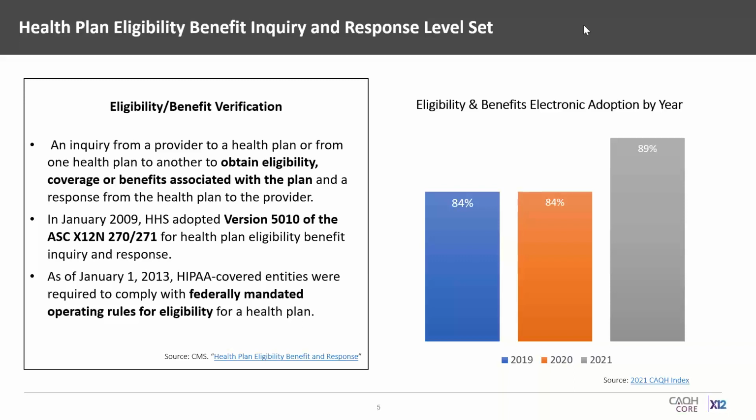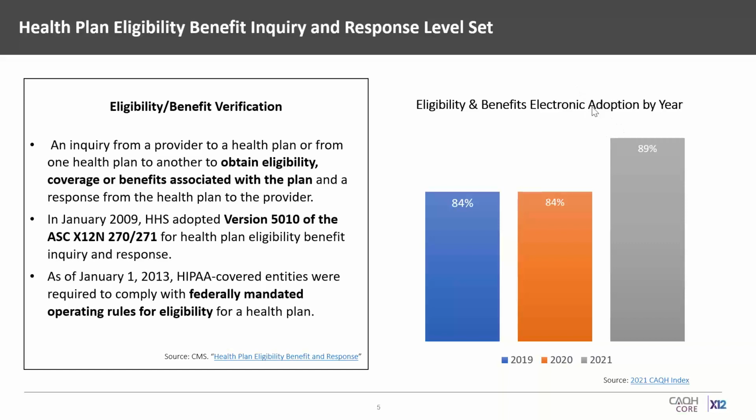Some quick background for the group is that the eligibility and benefits verification is when a provider inquires to a health plan, or from one health plan to another, to get eligibility, coverage, or benefits associated with the plan. And then a response, the 271, is delivered from the health plan to the provider. This transaction is a HIPAA mandated transaction for eligibility and benefits, and version 5010 was adopted in 2009. And then in 2013, HIPAA-covered entities were also required to comply with federally mandated operating rules for eligibility and benefits for a health plan. And we'll walk through a number of those requirements today.